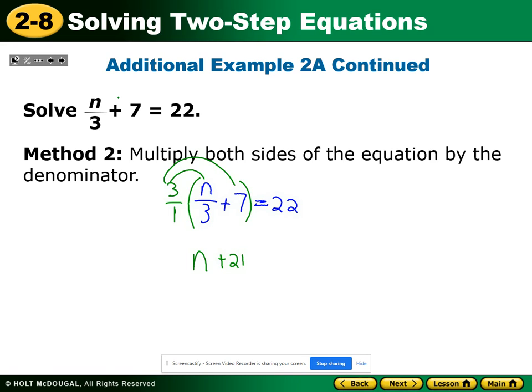And then on this side, since I did times 3 on the left side, I must do it to the right side. Times 3, I get 66. All right, now I got rid of that division. I'm ready to just focus on that subtraction. 66 minus 21, 45. I do get n equals 45. They show you this alternative method because sometimes you'll really need to use the distributive property like we did on the left side to open up a parentheses, to get rid of it. We come up with the same answer.